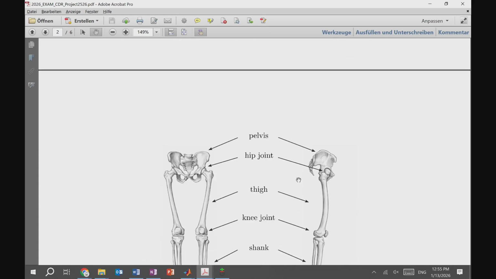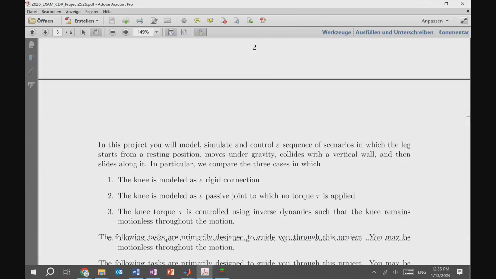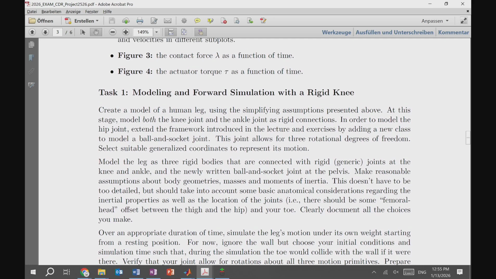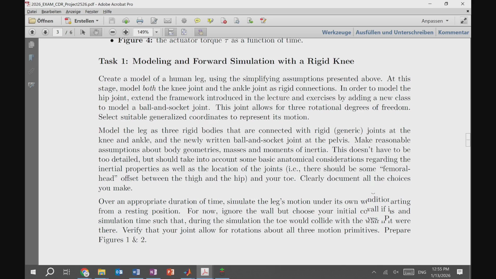If you read through this in detail, you will see that we actually give you a number of tasks. And this is not the order in which you should do things, but for each task, we want a little segment in your report. So number one is you do the whole thing without the wall and without the knee joint. So you just do a rigid connection, just to set up the model, set up the basic simulation. But of course, you have to do your rotation, your ball and socket joint. So this is task one.